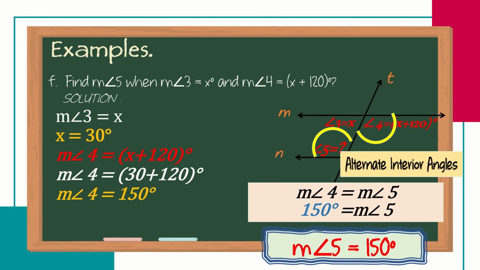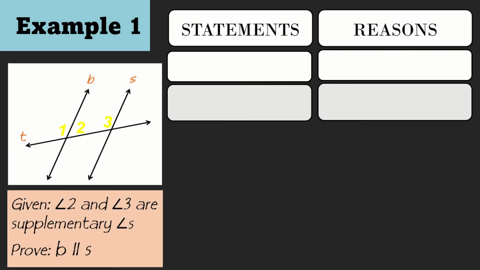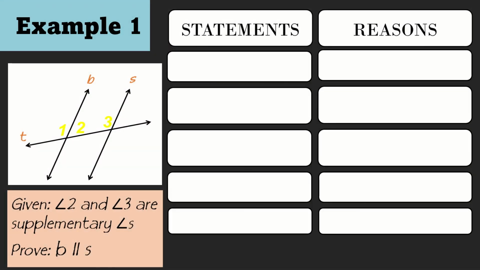And that's it. We are now down to our last two examples. For our last two examples, we are going to prove statements. And I believe that you are great in proving statements using the two-column proof. Let us begin. Refer to the given illustration.